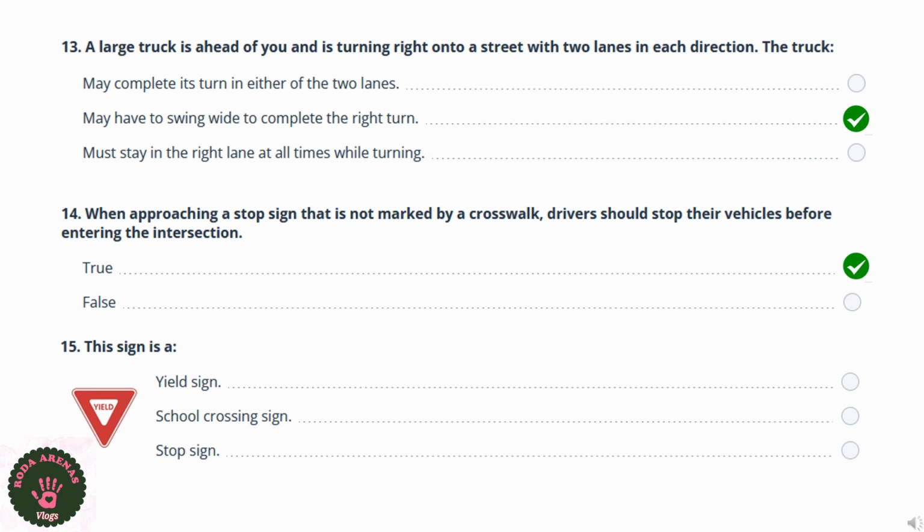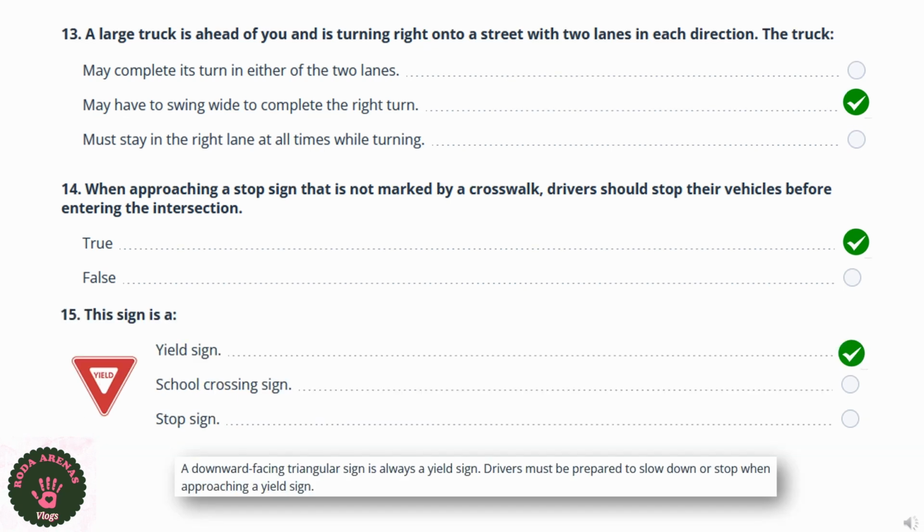This sign is a yield sign, school crossing sign, stop sign. The correct answer is yield sign. Note, a downward facing triangular sign is always a yield sign. Drivers must be prepared to slow down or stop when approaching a yield sign.